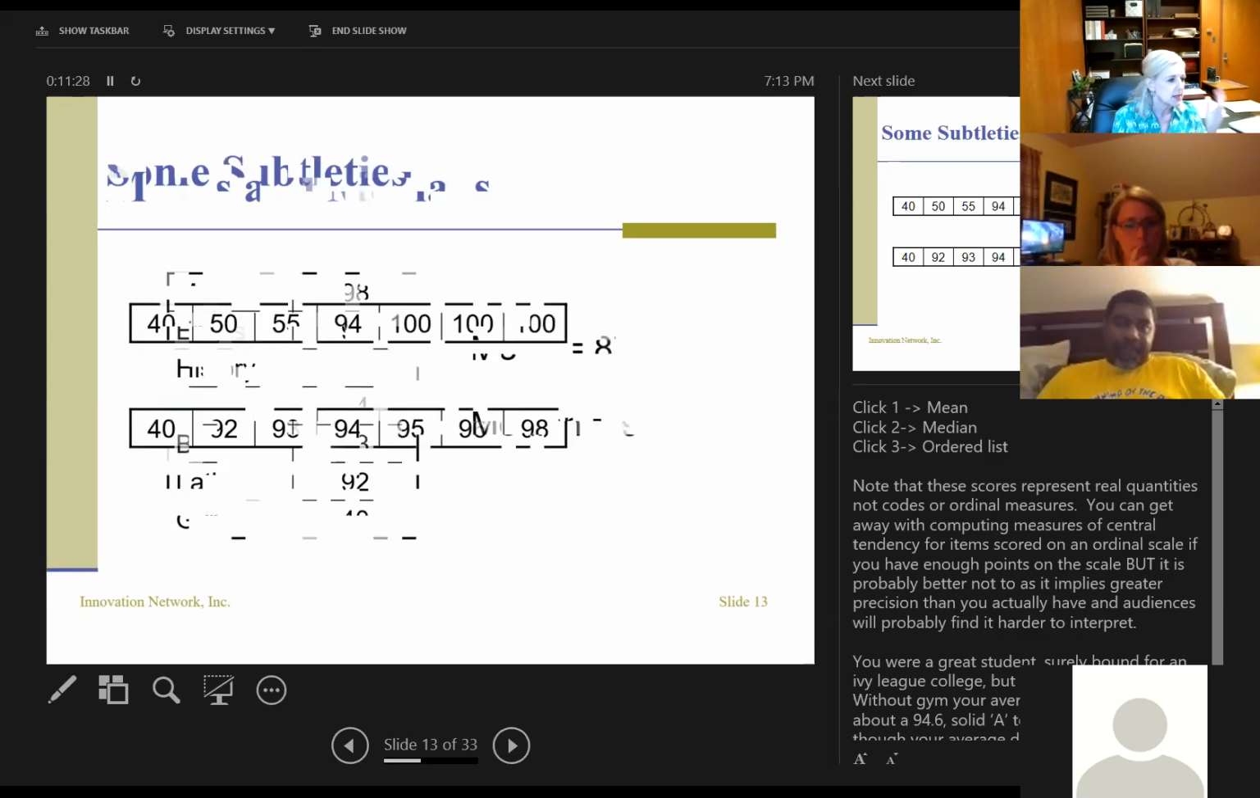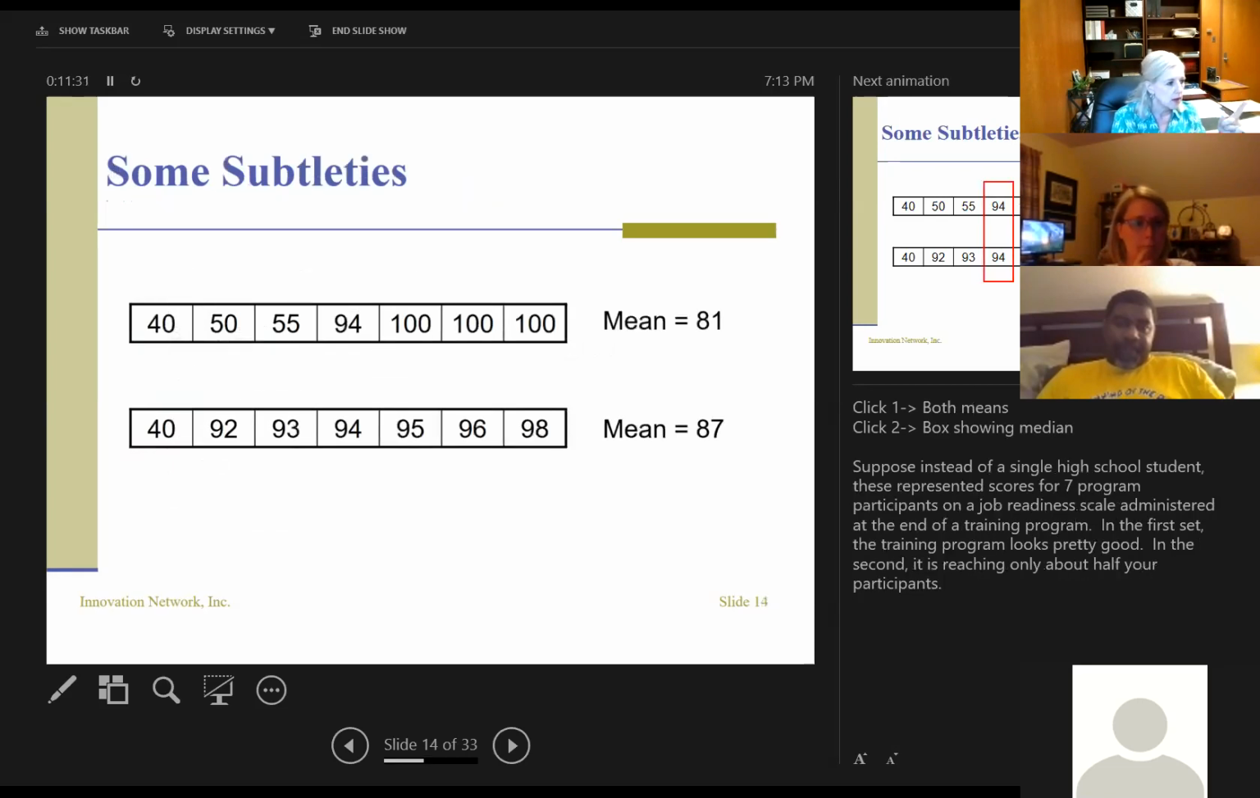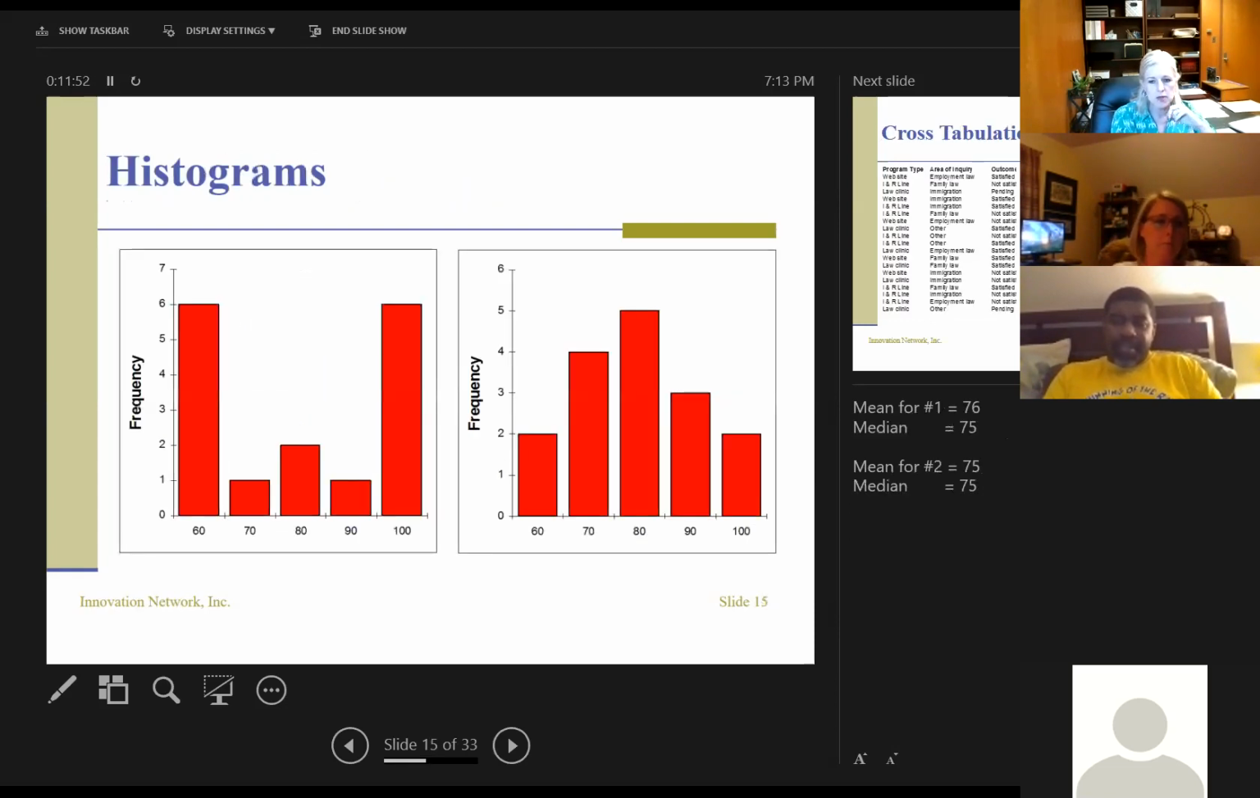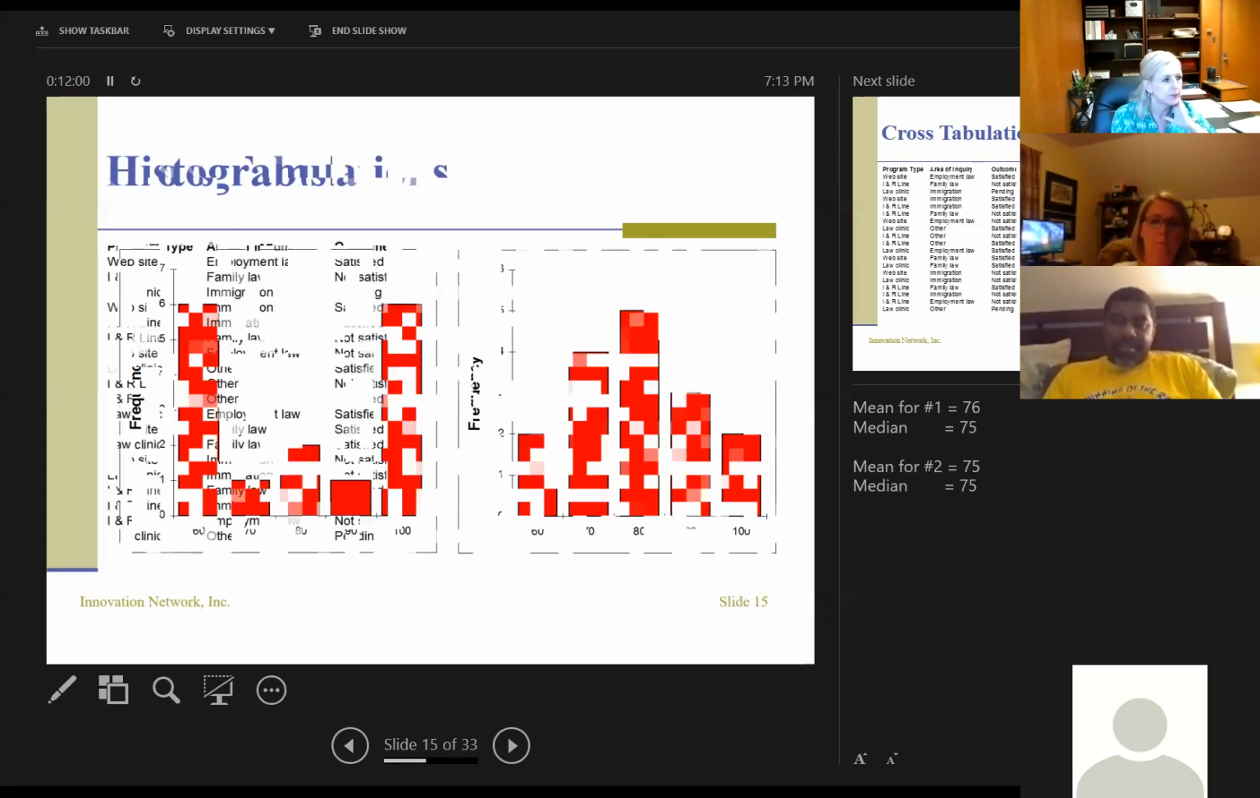Some subtleties: again, we've got the scores across here. Sometimes the mean and the median may not be real visible. The mean is the average. So all I do is add these up, divide, and come up pretty easily with the average, okay? How do we represent that graphically? This is just a histogram type graph. So you can see again what the frequency was, what the grades are, and how well they did.